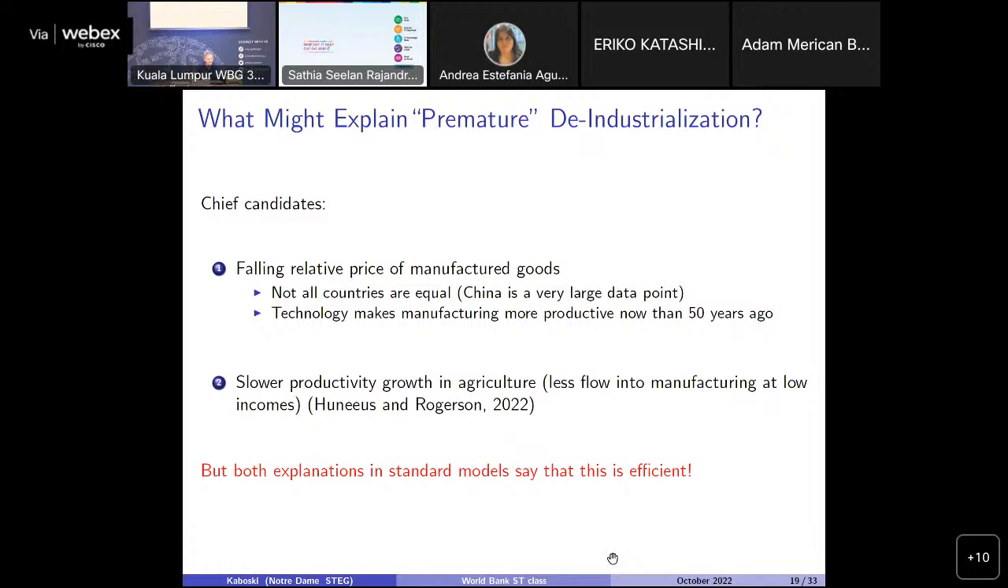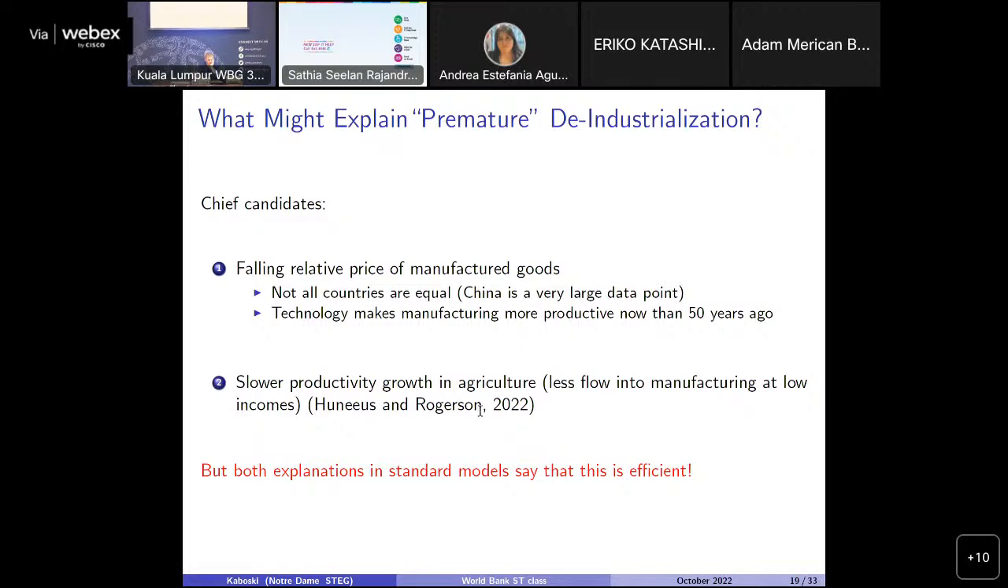A second candidate is that there's slower productivity growth in agriculture among late developers. Productivity growth in agriculture is going to drive people out of agriculture and into industry. If that happens slowly, you don't get nearly as many people in industry because you have an inflow coming in from agriculture into industry, and an outflow going into services. So the level of the water depends on a faster inflow from agriculture than an outflow into services. Does that make sense?